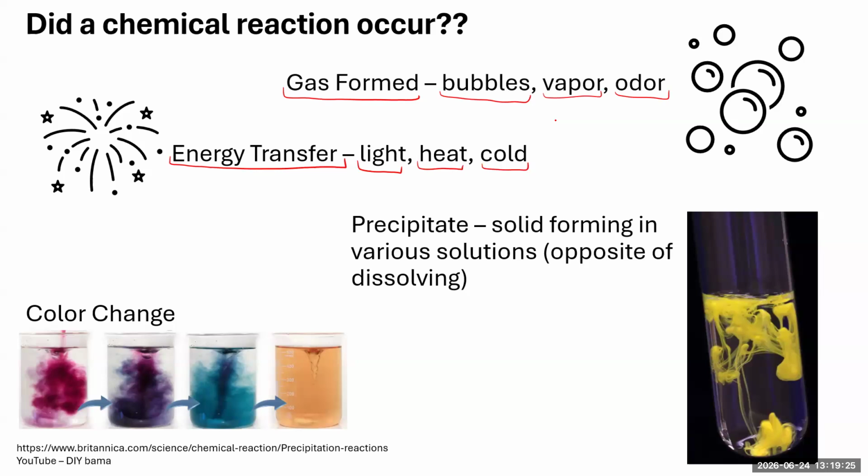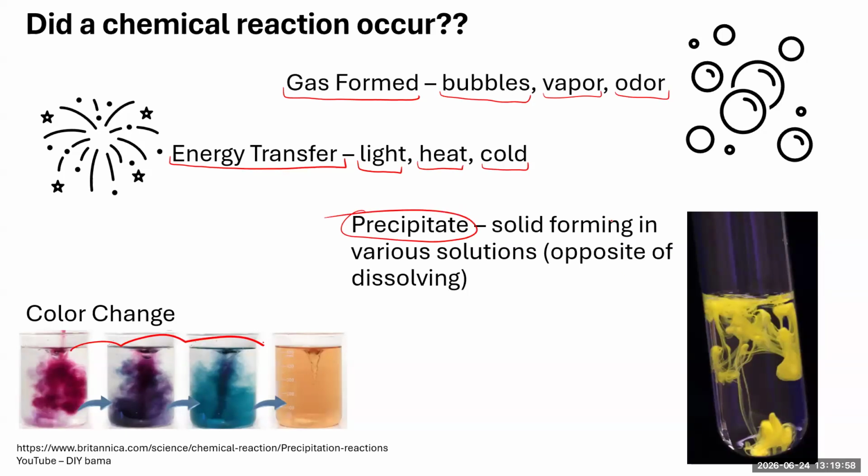Again, we're doing some stuff in lab. All of a sudden we see gas or experience bubbles, vapors, or odor. Cool. A reaction happened. We saw light, heat, or cold. Boom, that was a chemical reaction. Color change. We saw the colors change. And so, boom, that's a chemical reaction because what's happening is the atoms are rearranging into new chemical formulas.